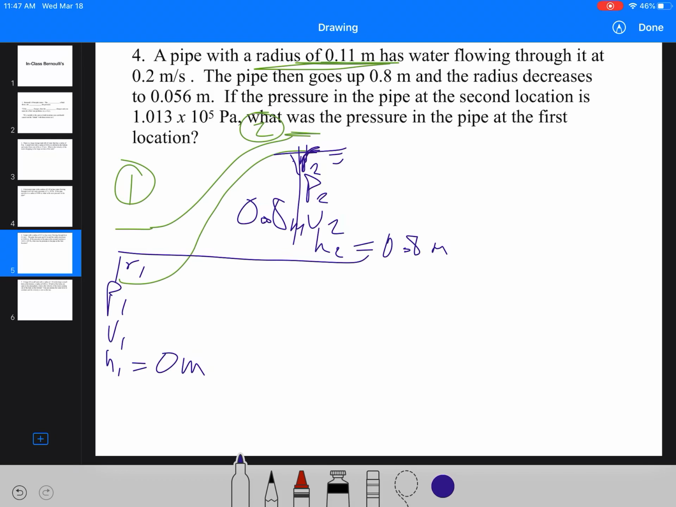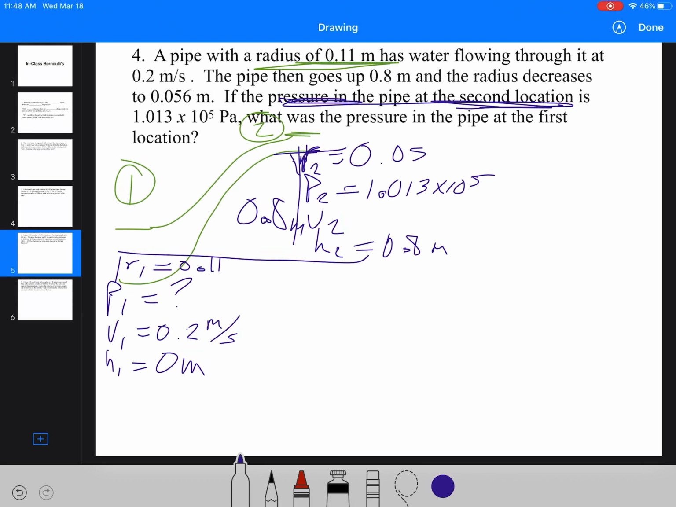Now, my velocity here is 0.2 meters per second. And then we could say, it says right here that the pressure at the second location is 1.013 times 10 to the fifth. We're trying to determine what is the pressure at the first location. So my radius, last pieces that we have here are 0.11. This is 0.056.